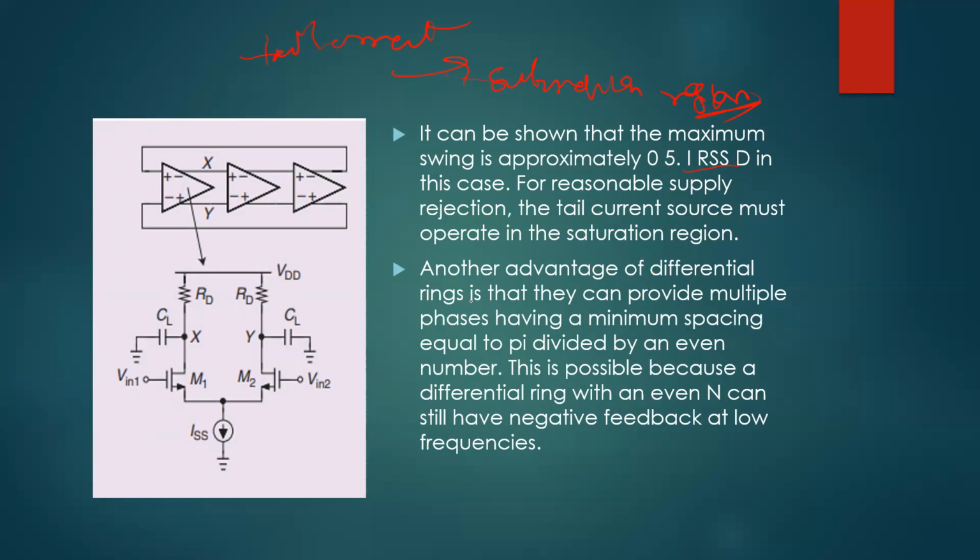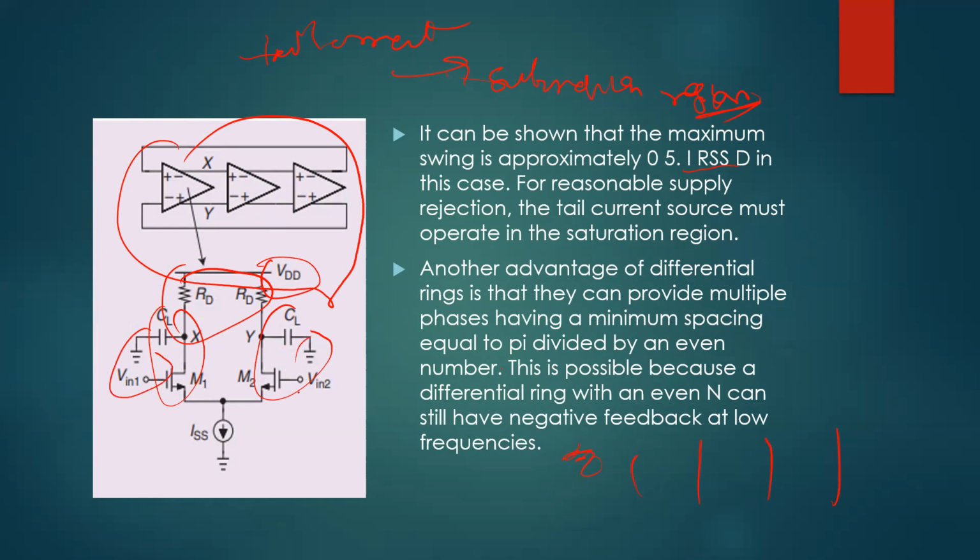Another advantage of differential rings is that they can provide multiple phases having a minimum spacing equal to pi divided by n. This is possible because a differential ring with an even n can still have negative feedback at low frequencies. As we can see here, the circuit contains only minimal components of resistors and capacitors, with the supply VDD and the inputs Vin.